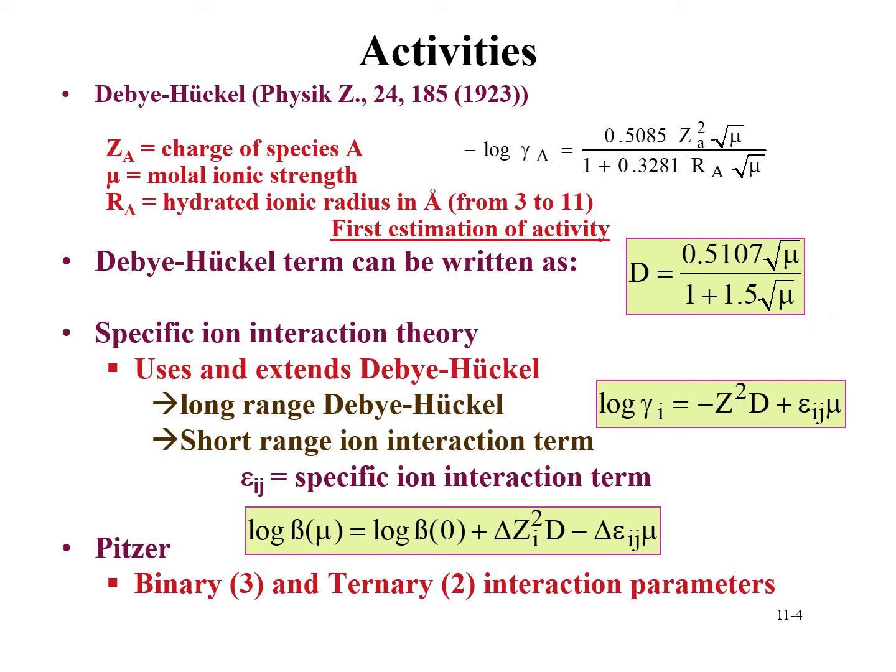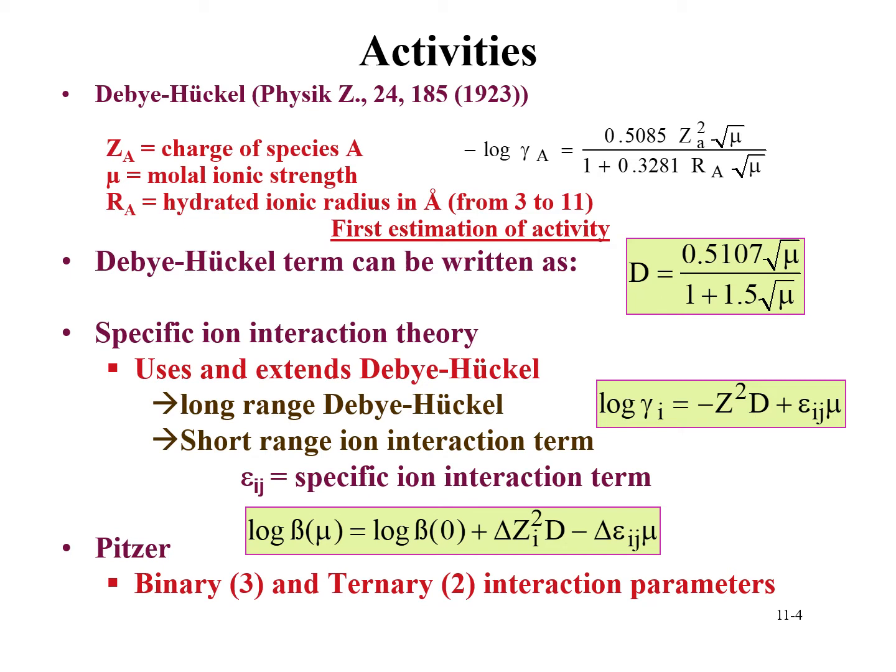The Debye-Huckel terms are useful for extending activities to higher ionic strength. The Debye-Huckel equation is really reasonably good for low ionic strength. And there are a few activity terms and equations that have been developed to examine higher ionic strength. We'll talk about one, the specific ion interaction theory, where you expand the Debye-Huckel term. So we have this Debye-Huckel term, this D, which is the same as here. It has a short range and a long range term. So there's a long range Debye-Huckel term and a short range specific ion interaction term.